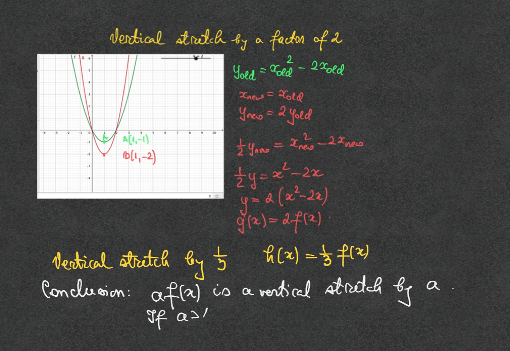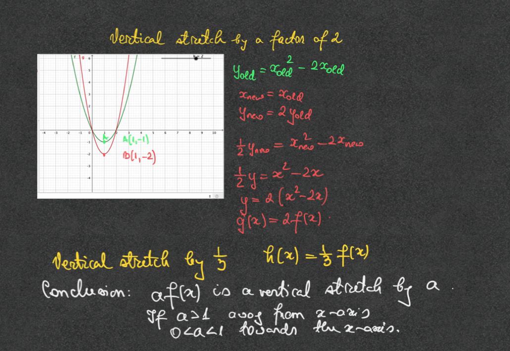If a is bigger than 1, it goes away from the x-axis, and if a is between 0 and 1, it goes towards the x-axis. So your function that was stretched by a factor of 1 over 3 will come out something like this, right? That's what you got. You can always check it using GeoGebra. Now you are one step away from discovering reflections on the x-axis and y-axis.